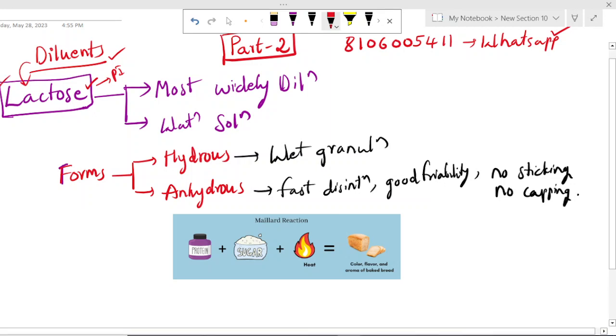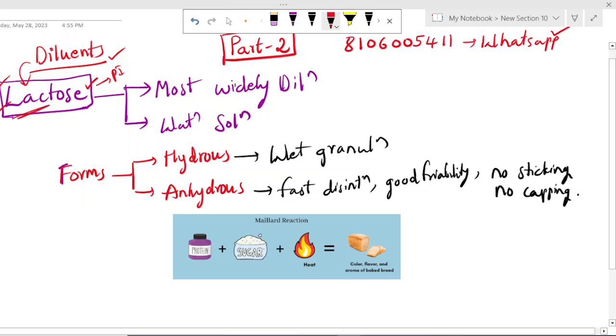And in the part three lecture, I will be focusing on starch. It is also a diluent, and part four mannitol, part five sorbitol, and part six microcrystalline cellulose, MCC. These are also diluents. These are the examples of diluents. In this lecture, we will discuss lactose.